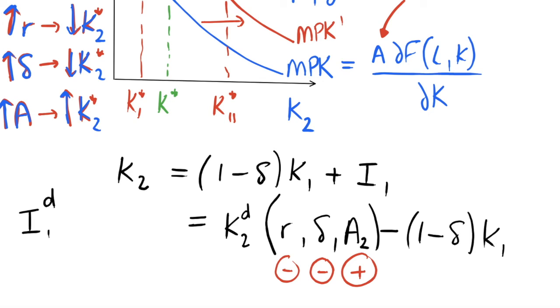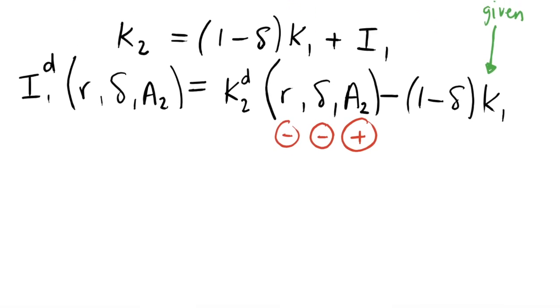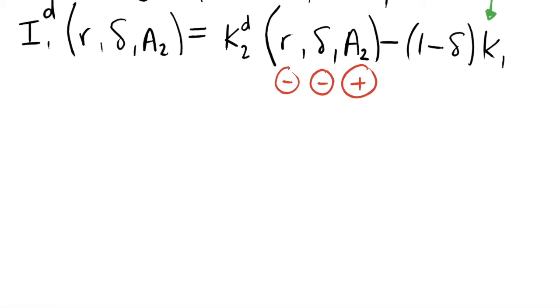Okay, but we have also assumed that this K1 is just some given constant, it's exogenously given by period 0, which we can't control. So this is just some constant, basically. So basically, our investment demand is entirely given by our demand for K2 here. So we can say that our investment demand function depends on the interest rate, the depreciation rate, and our productivity parameter A2. So we now have an investment demand function.